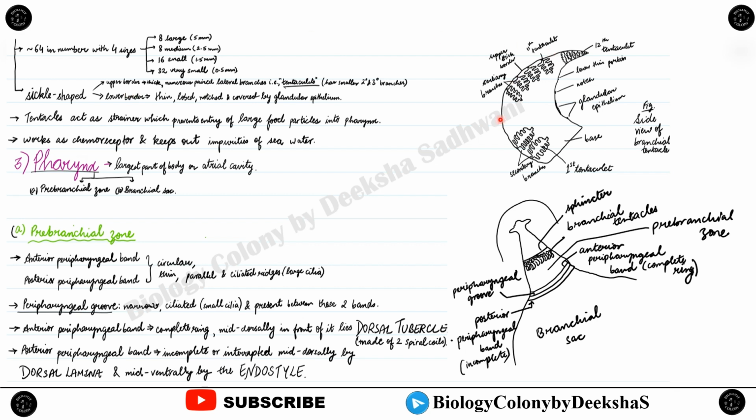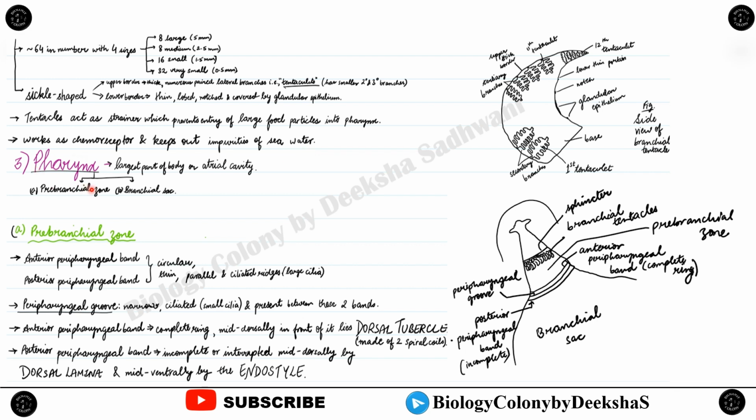It has an upper border and a lower border. The upper border is thick with numerous paired lateral branches called tentaculates, and the lower border has a notch and it is lobed and covered by glandular epithelium. Tentacles act as a strainer which prevents entry of large food particles into the pharynx. So only small food particles may pass, and it works as a chemoreceptor and keeps out impurities of seawater.